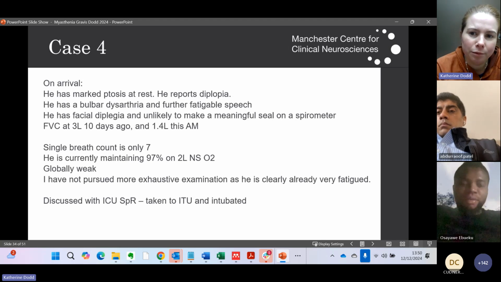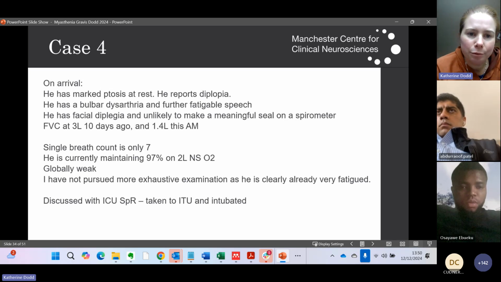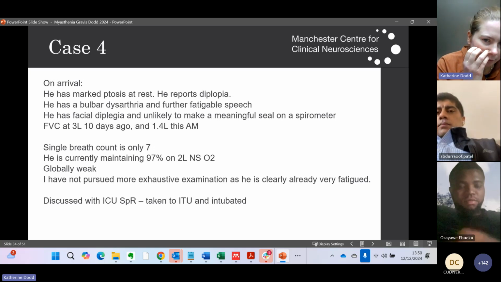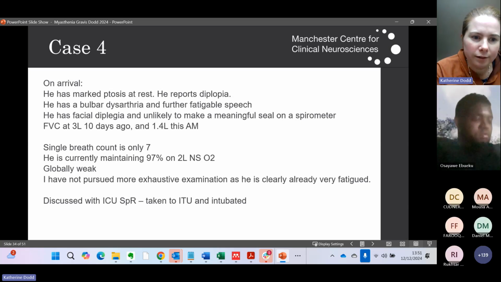That is one of the problems in us telling you, please do an FVC: if the patient has such facial weakness, sometimes they can't actually get their lips to seal on the spirometer. His FVC had been 3 litres 10 days ago, and now it was 1.4. So that big drop is very worrying. His single breath count was 7, but he was maintaining his saturations. He was generally weak, and we realised that he was too unwell really to conduct a full examination.